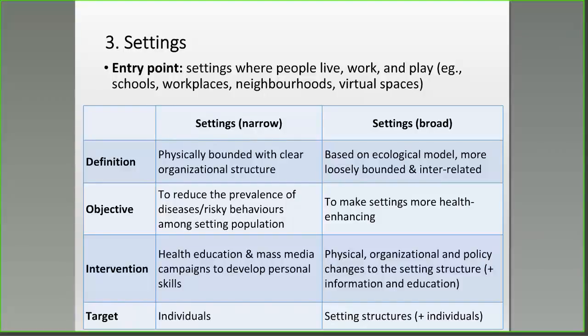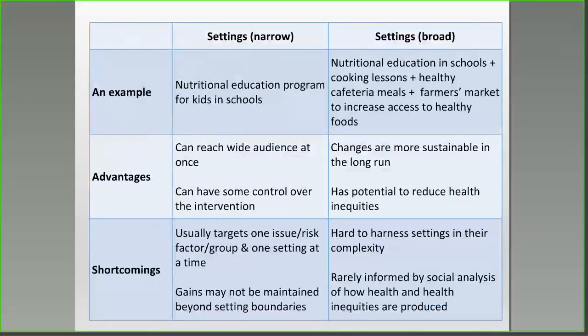Interventions based on this definition of settings would aim to make the setting more health enhancing as a whole. So through changes such as physical, organizational, or policy changes that seek to change the structure of the setting itself. And this could be combined in some cases to more individually targeted interventions that can help individuals take advantage or benefit from the more structural changes.